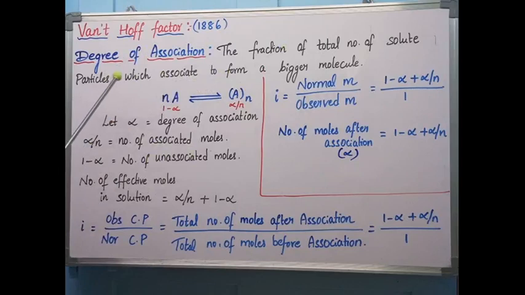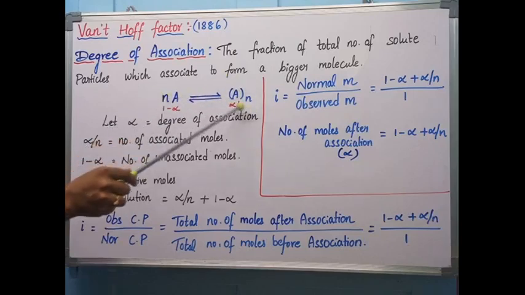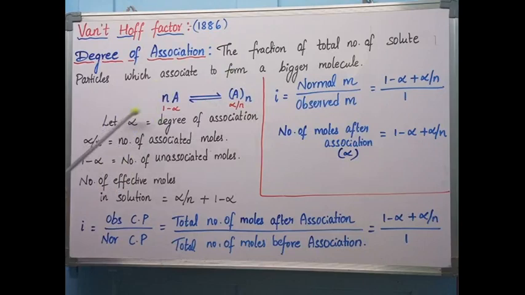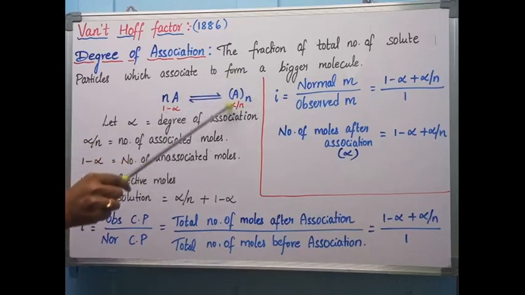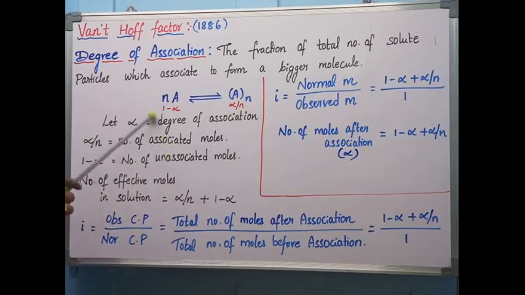Already we know what association is. Association means the molecules combine to form a bigger molecule. For example, I am taking n number of A molecules, A solute particles, combined to form A_n as a bigger molecule. Here alpha is the degree of association, and the number of associated moles or particles is alpha by n, and some unassociated particles will be left, that is 1 minus alpha. So the total number of effective moles of particles in solution equals alpha by n plus 1 minus alpha. By adding this, you will get the total number of particles in a solution.